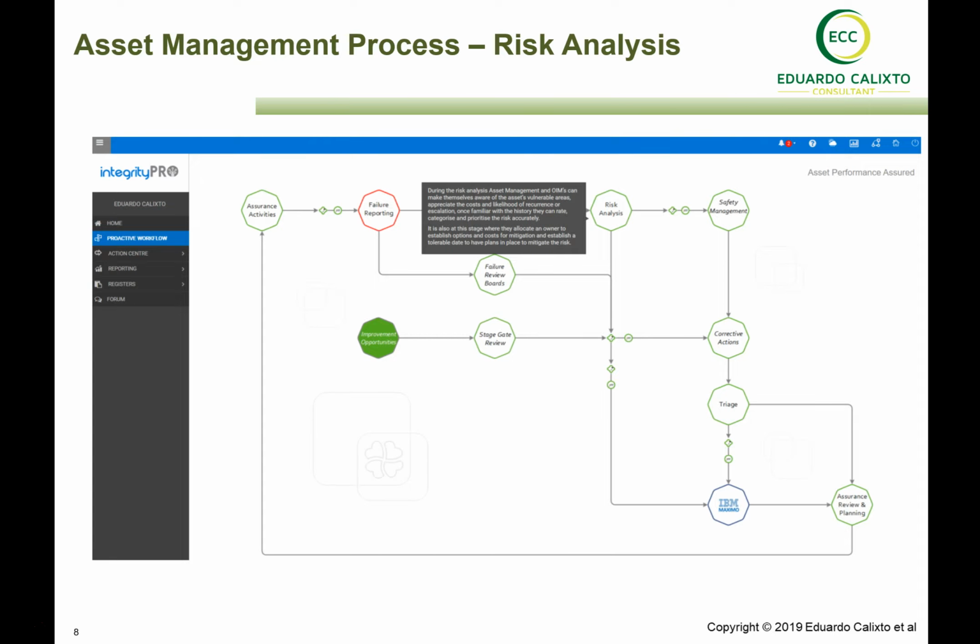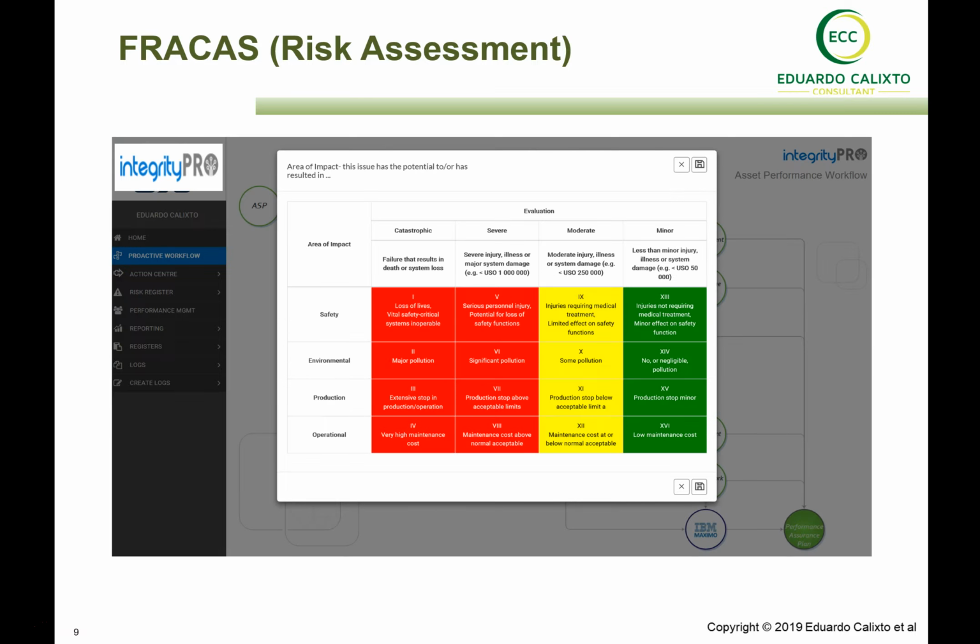Okay, so the next step is the risk analysis. Since we start up the FRACAS reports with the first failure, we will be able to define the risk. In ISO 55000, one of the important issues is to define the risk criteria that enable the asset managers, the leaders, to prioritize which are the most important actions. So in our case, operational risk will be very simple, and we use the concept of the risk matrix.